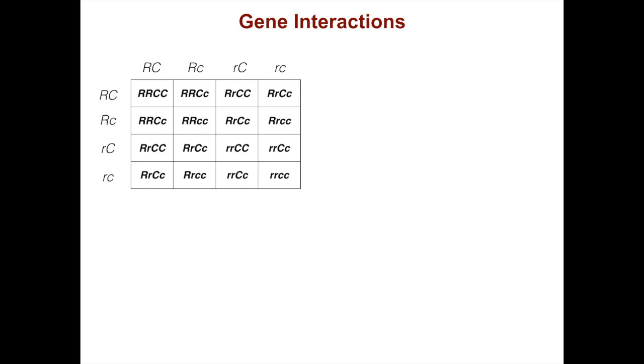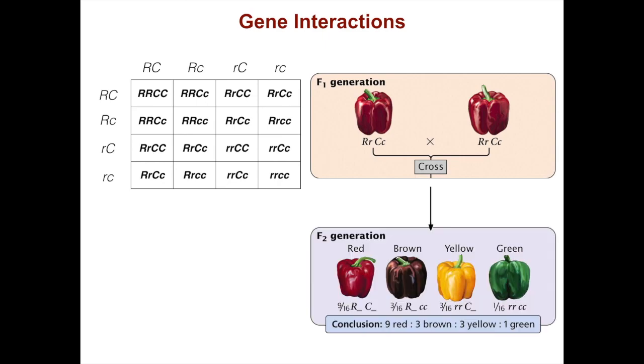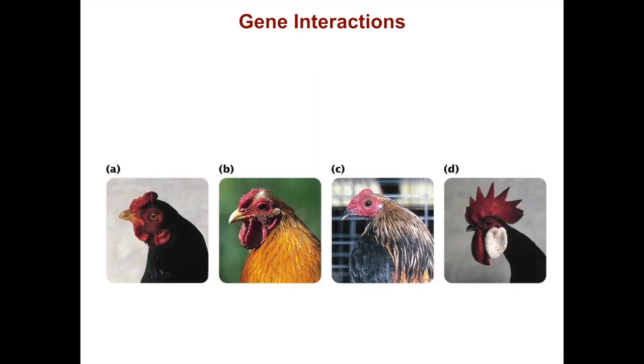So here is the Punnett Square for this dihybrid cross. And you can get a number of genotypes. If you do this F1 cross, you will end up in the F2 generation getting 9/16 red peppers, 3/16 brown peppers, 3/16 yellow peppers, and 1/16 green peppers. So you can see here on the left is the Punnett square drawn again with the genotypes highlighted that connect to the phenotype. Gene interactions don't happen only in plants, they also happen in animals.